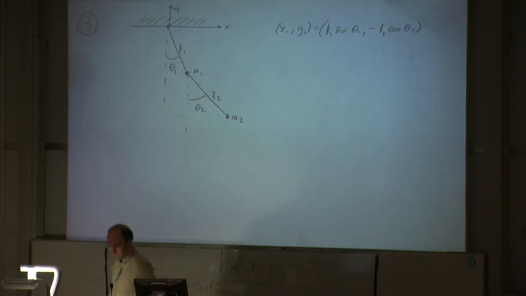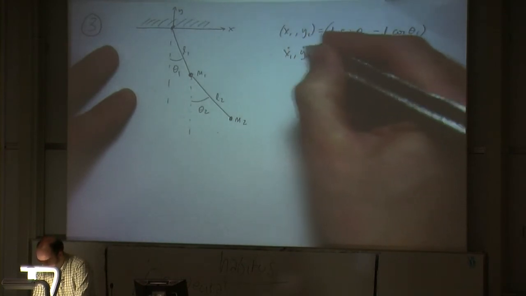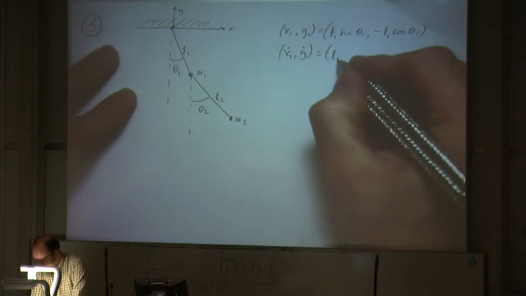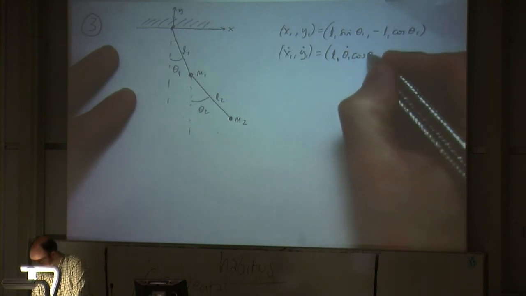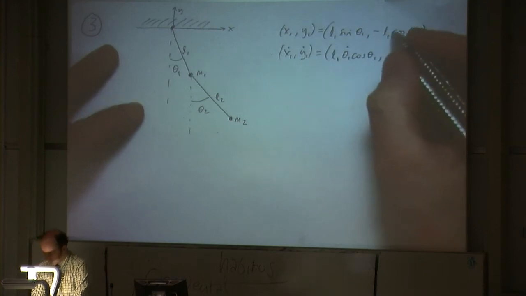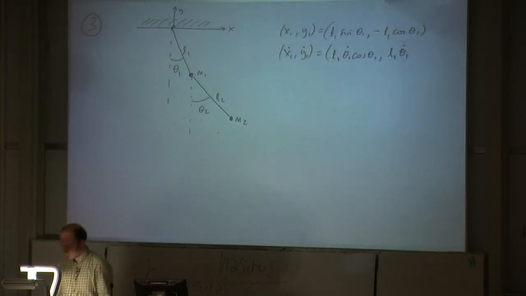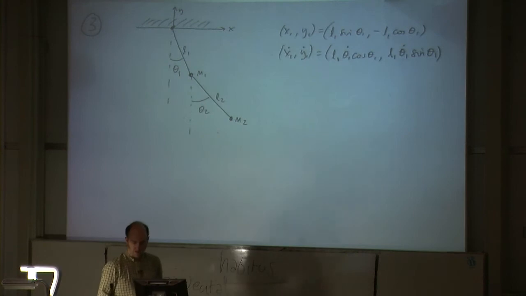We then find the first derivative with respect to time to get velocity, x1 dot and y1 dot. And if you take the derivative of this, you get L1 theta 1 dot cosine of theta 1. And then for this one we have L1 theta 1 dot. The derivative of cosine is minus sine, so that gets rid of the minus sign, and we have sine of theta 1. That gives us the velocity. Great. That's step 1.